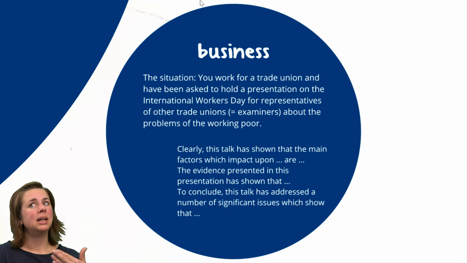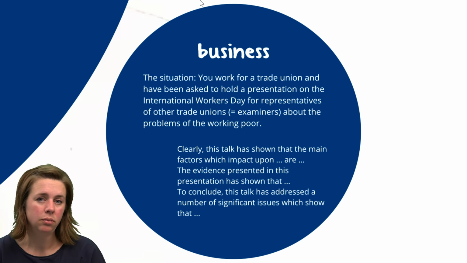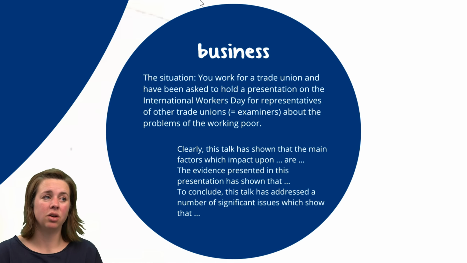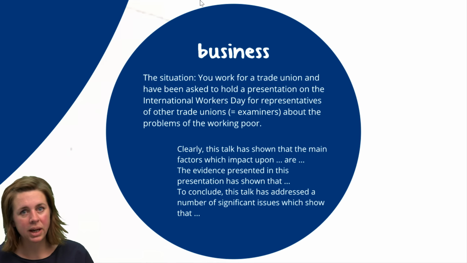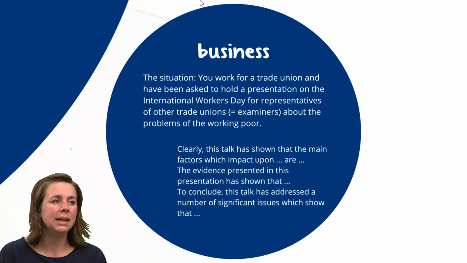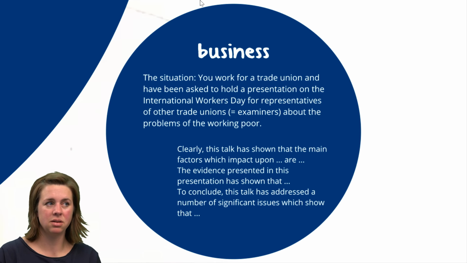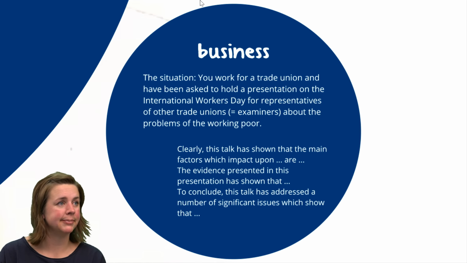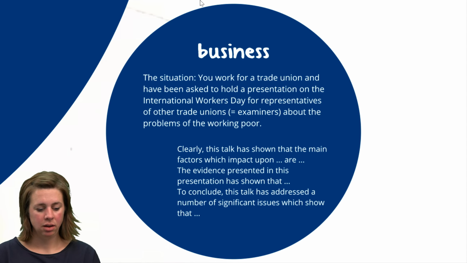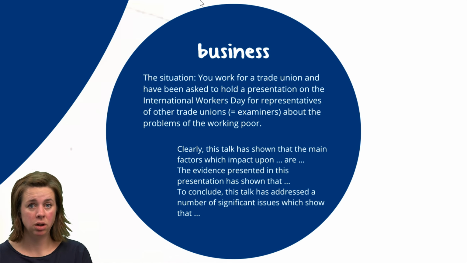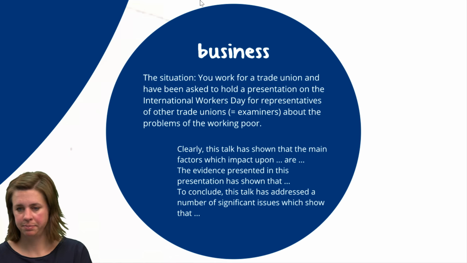Business section is again a bit different. You have to be more neutral. So something like, clearly this talk has... in the business section, you can't just say, okay, I'm right, because you kind of have to prove really the way you've come. So clearly this talk has shown that the main factors which impact upon the working poor are a wrong political agenda, poor working conditions, and a last point.